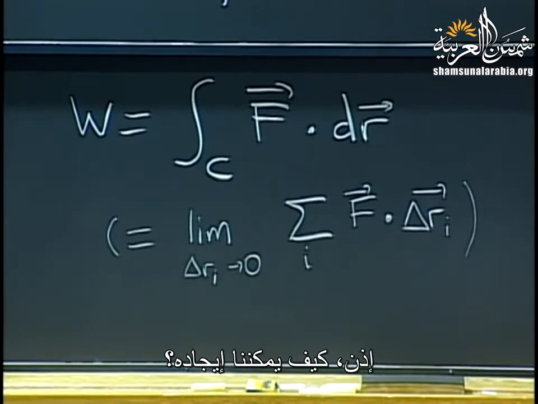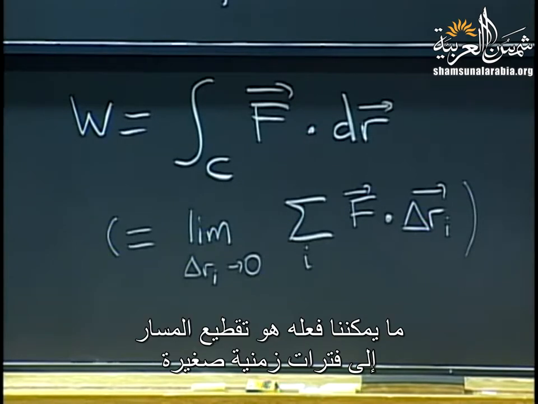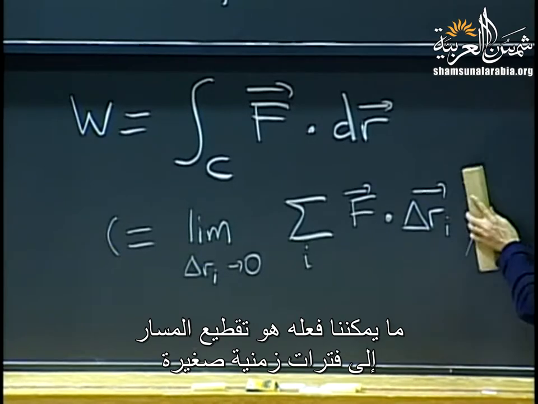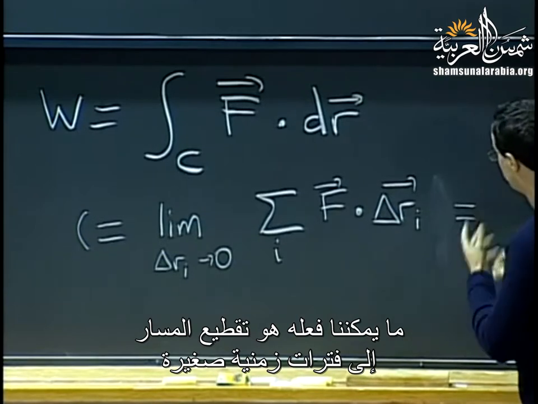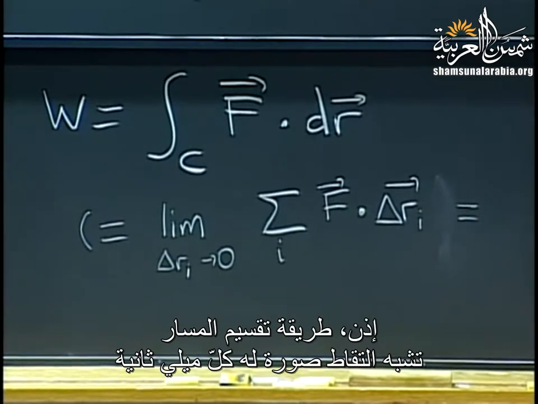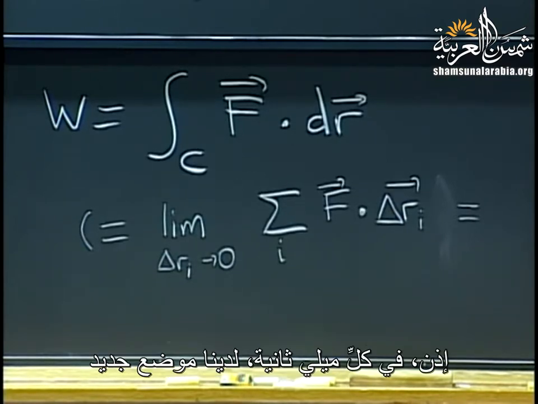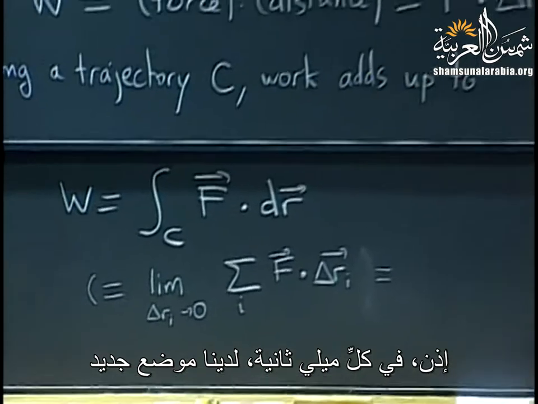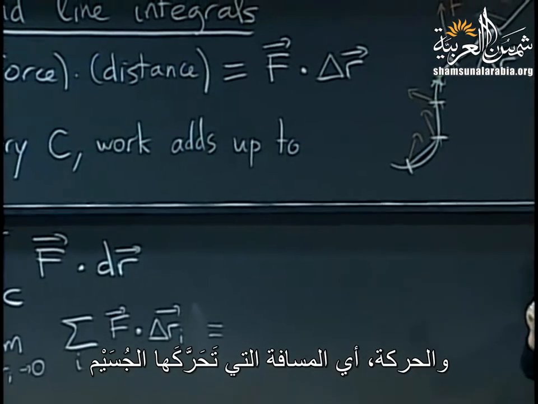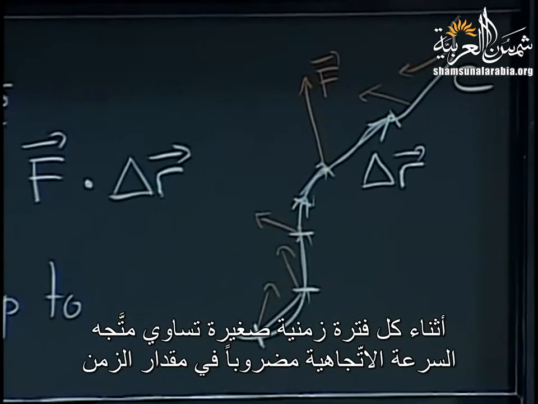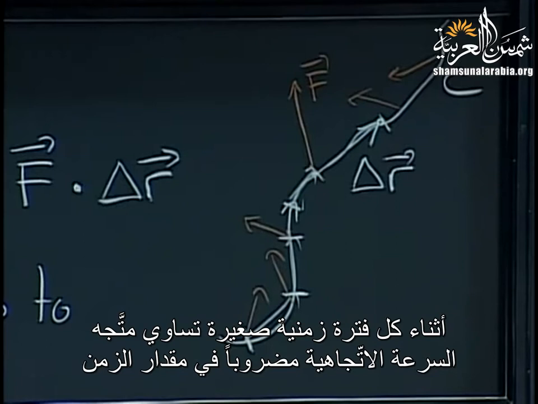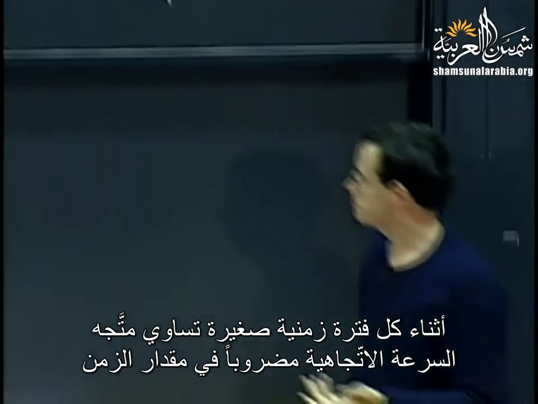So how can we actually compute it? What we can do is say that we are cutting things into small time intervals. The way that we split our trajectory is we just take a picture every, say, millisecond. So every millisecond we have a new position. And the amount by which you have moved during each small time interval is basically the velocity vector times the amount of time.